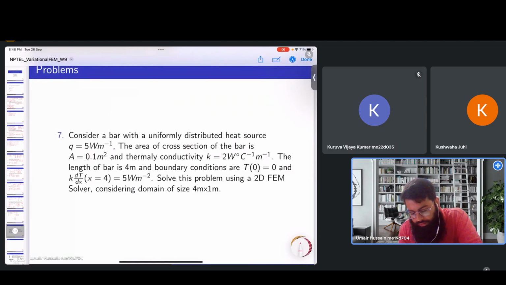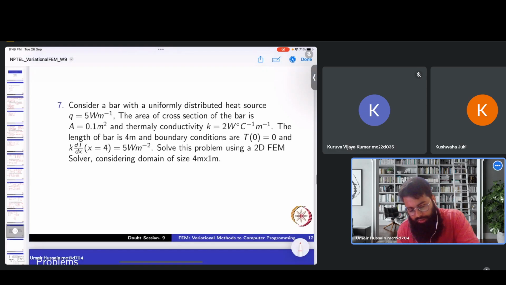Consider a bar with uniformly distributed heat source Q is 5 watt per meter. The cross section area of the bar is 0.1 meter square. The thermal conductivity K is 2 watt per degree per meter. The length of the bar is 4 meter and boundary conditions are: at x equals 0, T is 0, and at x equals 4, the flux is 5 watt per meter square. This was originally a 1D FEM problem that we solved earlier. Now let us try solving this problem using a 2D FEM code.